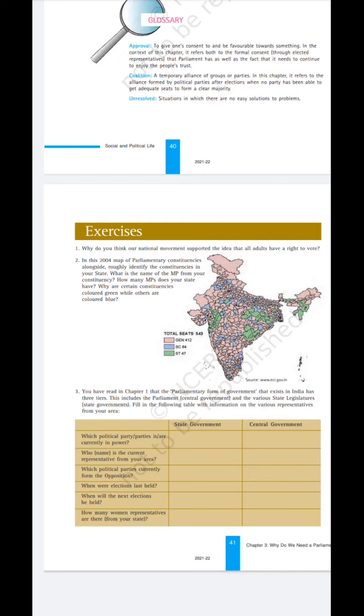You have read in chapter 1 that the parliamentary form of government that exists in India has three tiers. This includes the Parliament, central government and the various state governments. Fill in the following table with information on the various representatives from your area. State government, central government. Which political parties are currently in power? Who is the current representative from your area? Which political party is currently in the opposition? When were elections last held? When will the next elections be held? How many women representatives are there from your state?